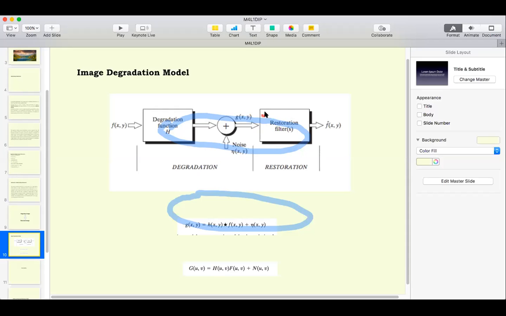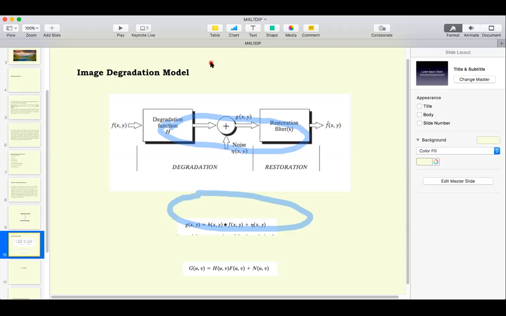After some restoration process, we are getting f approximation (x,y). But f(x,y) is not f approximation (x,y). This is the approximation of the original image. So as close as possible, this approximation should be, so that a good quality image is restored. So this first portion is the degradation and the second portion is the restoration.